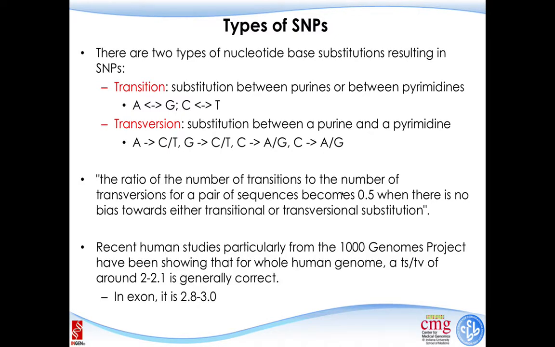However, in our genome, this is not what happened. The transition transversion ratio is around 2 to 2.1 in the whole genome, while in the exon region it's 2.8 to 3.0. Okay?